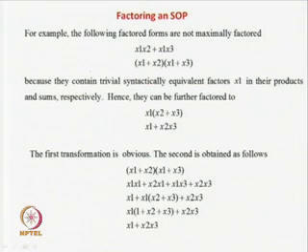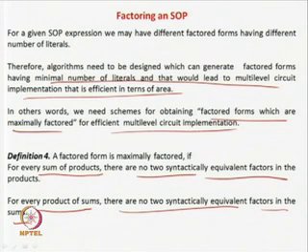For example, these two are not maximally factored. Why? Because they trivially contain syntactically equivalent factors, x1, in the sum and in the product respectively. So these are the sums and these are the products, and you have a syntactically equivalent term over here. That is what is being said: for every sum of products, there are no two syntactically equivalent factors in the products, and for every product of sums, there are no two syntactically equivalent factors in the sums.